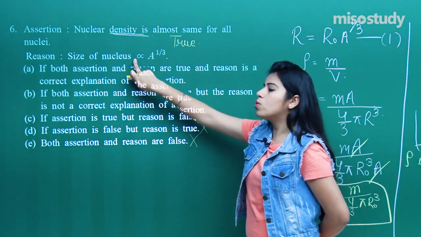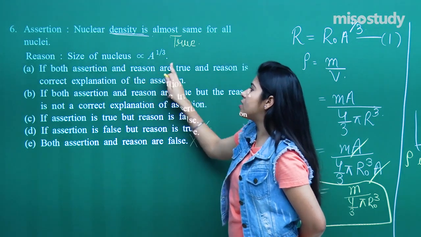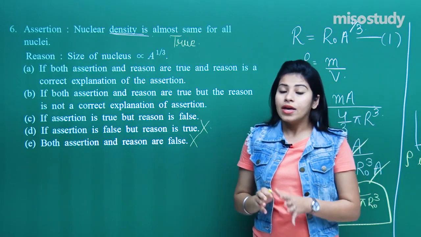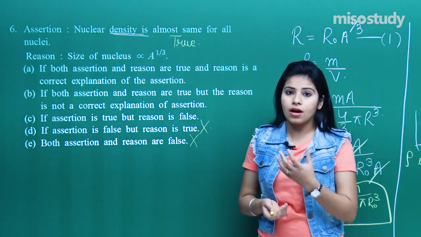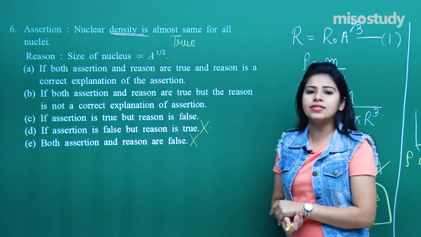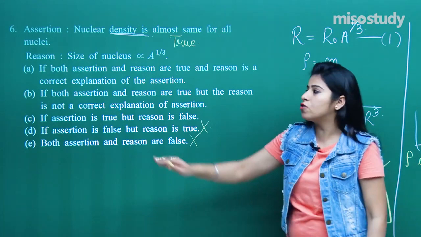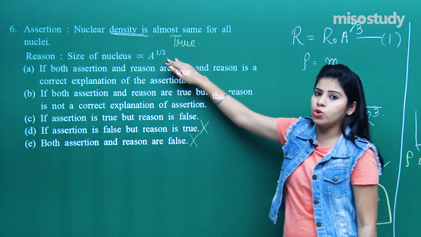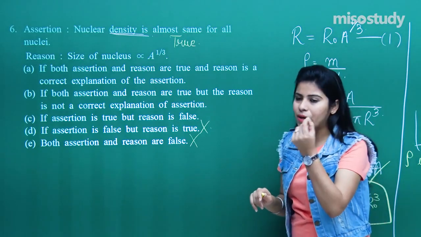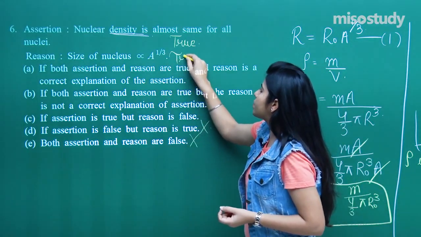Let me just tell you the reason that has been given over here, that size of nucleus is proportional to A raised to the power 1 by 3. Yes, it is a correct statement, but to ask whether it is the correct explanation for this statement, I would say no. Why? I will tell you the reason in a bit, but let me just tell you, this is also a true statement.